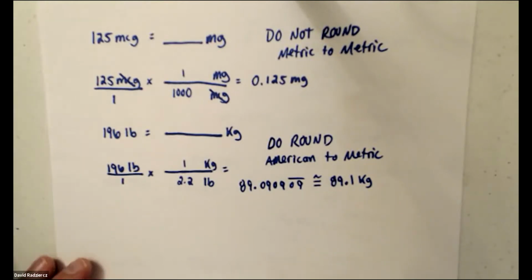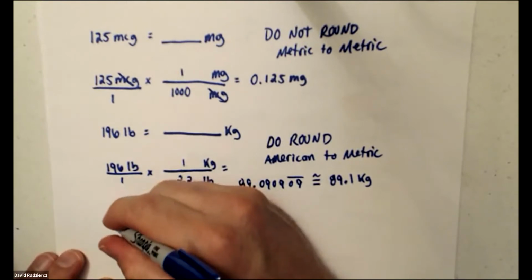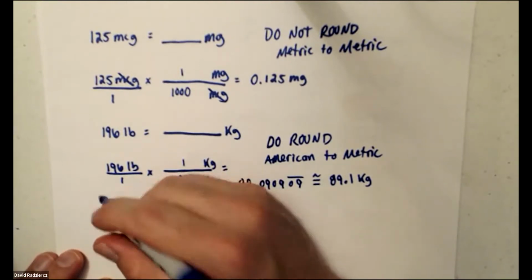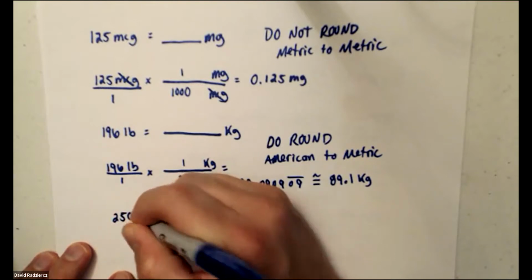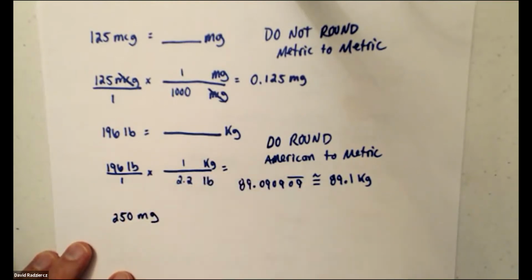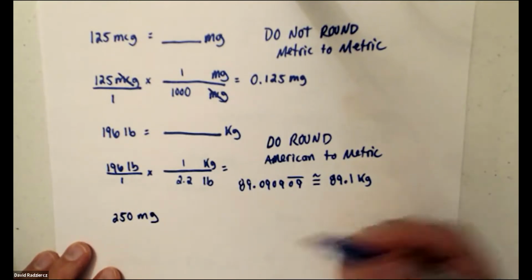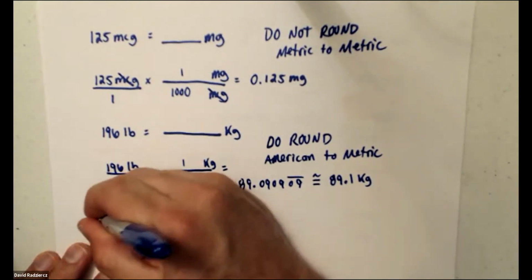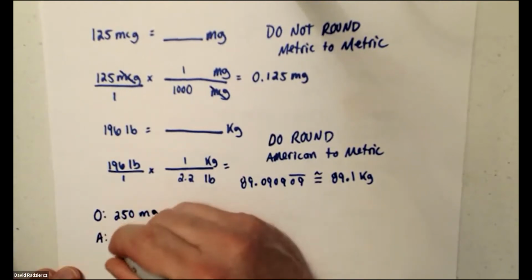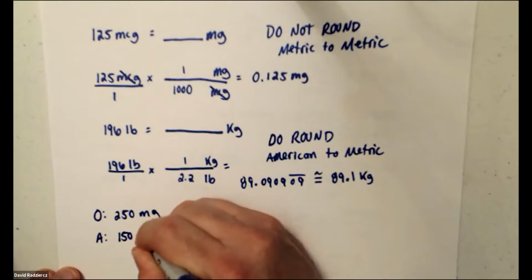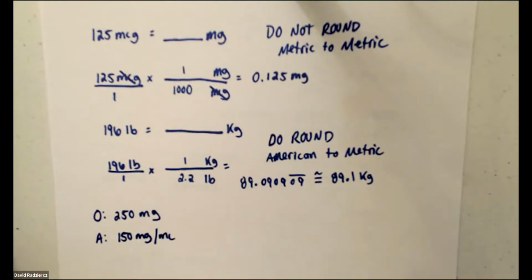Okay, let's see if this works out. So let's say there's a medication that's supposed to be administered at 250. I need to administer 250 milligrams of this medication, and it's available. So this is, I'm just going to write O for order. It's available in 150 milligrams per milliliter. Okay, so this is just some fictional medication. This is not anything in particular.